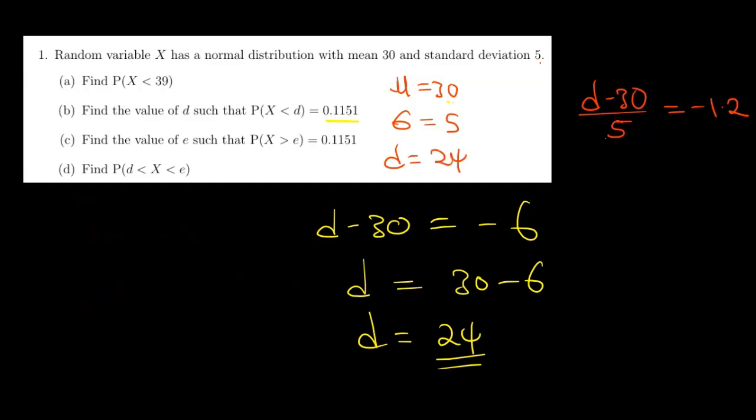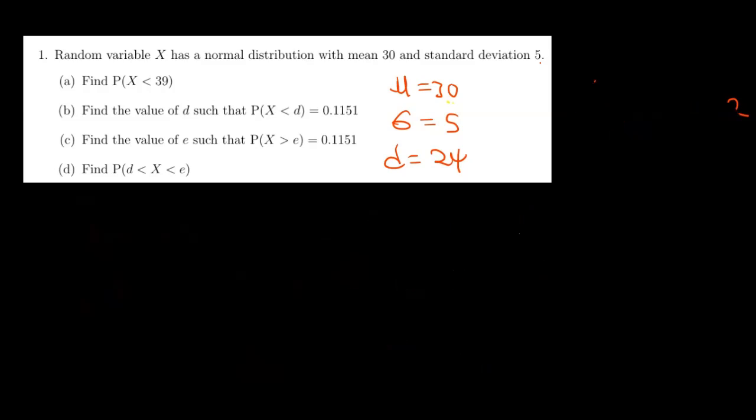Now let's find the other one, which is question C. They're saying the probability that x is greater than e is equal to 0.1151, the same number. But notice here that the sign has changed. Here it was less than d, here it's greater than e, but they're giving us the same probability.